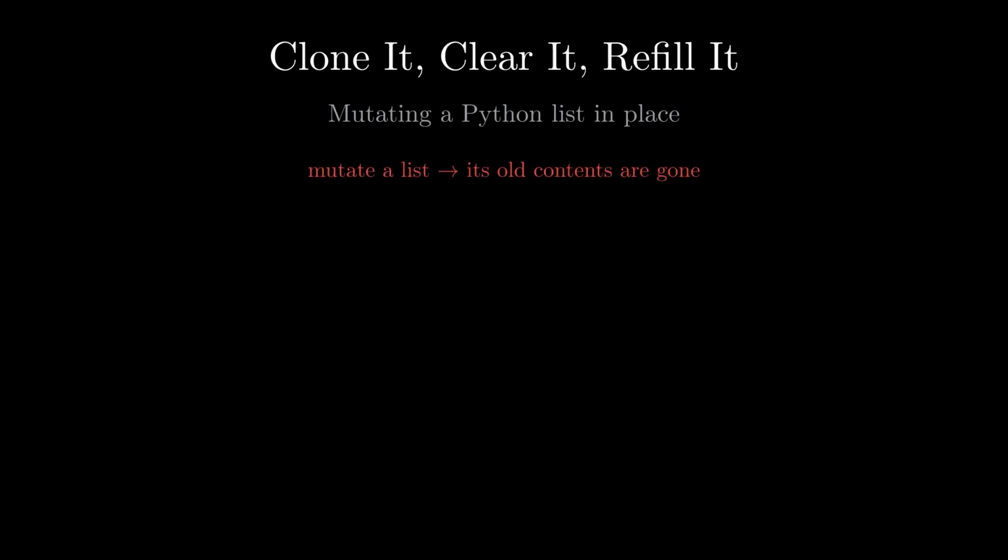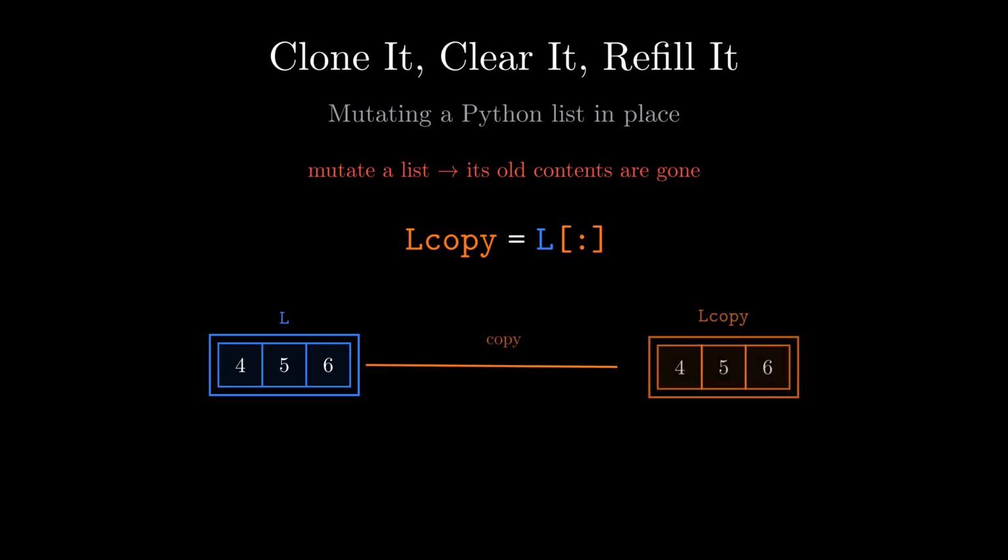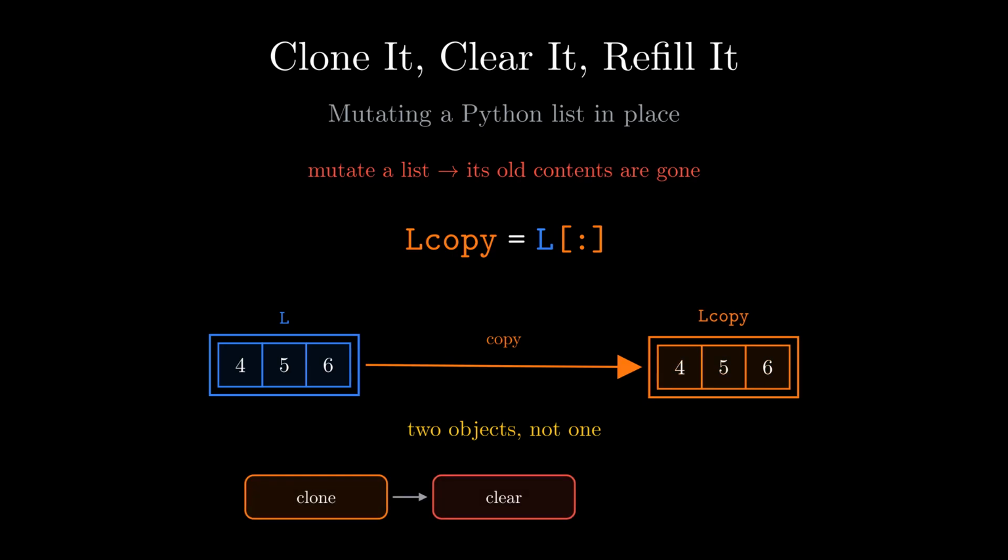Mutate a list and whatever it held a moment ago is gone. There's no undo. But Python gives you one small piece of syntax that makes a genuine copy first, a brand new list object holding the same elements. In this video, we build that clone, watch it show up in memory as a second independent object, then use it to write a function that empties a list and refills it in place.